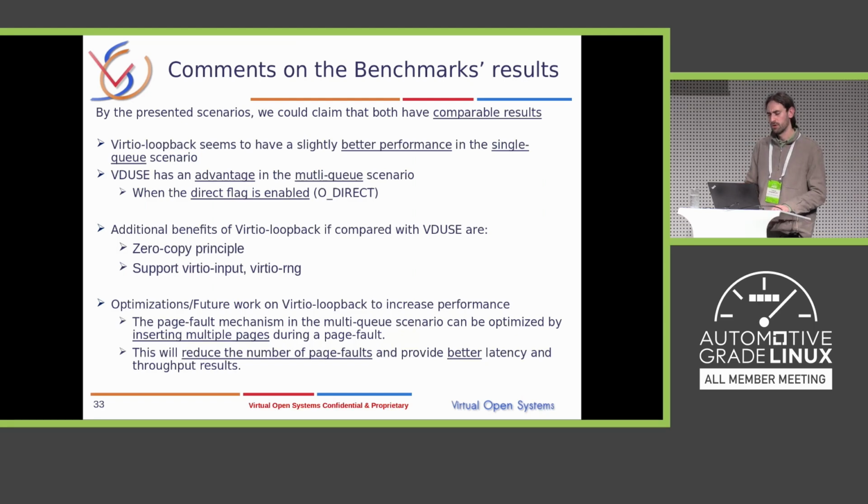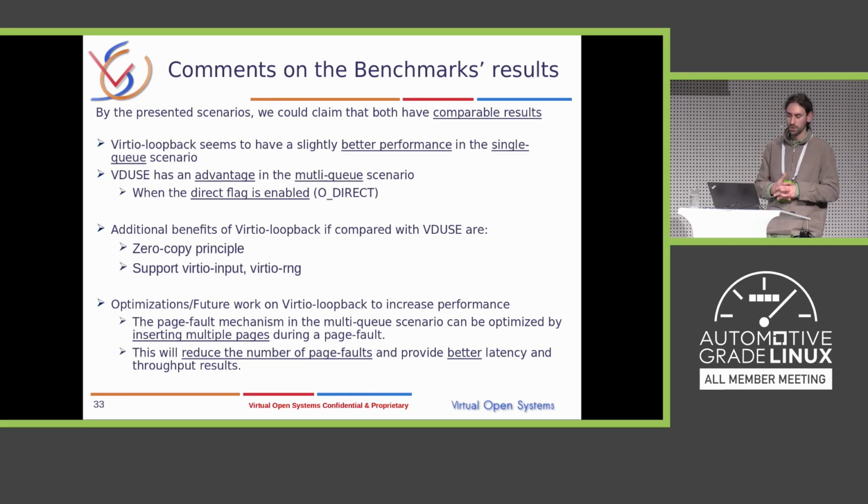Now, those are a few comments that we have already made, but let's sum up. Virtual-Loopback seems to have slightly better performance in the single queue scenario. VidUse has an advantage in the multi-queue scenario. Additional benefits, as we have discussed through the whole talk, are that the Virtual-Loopback technology has the zero copy principle, so it doesn't do any copies to the user space. It supports Virtio input and RNG.